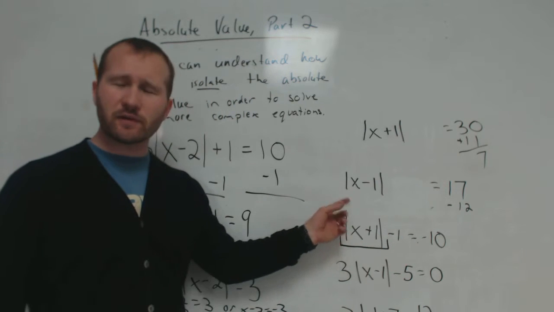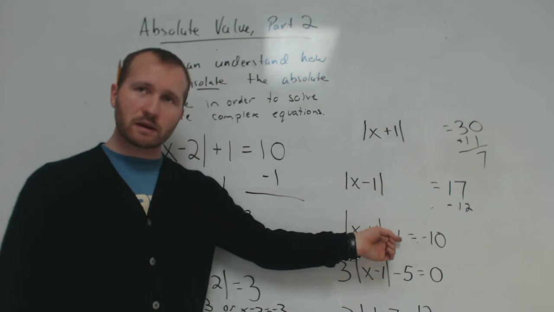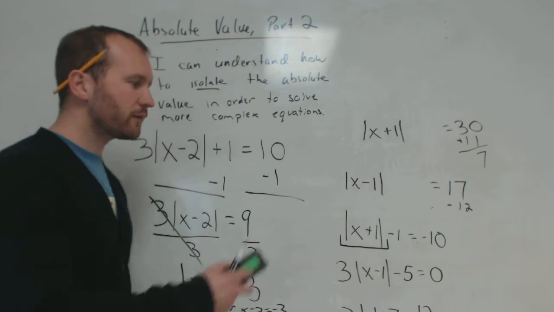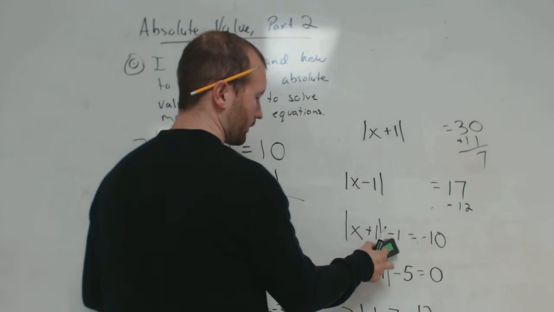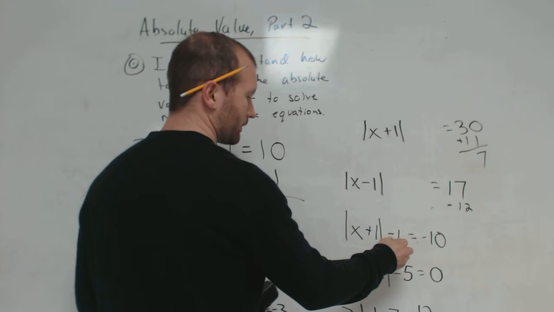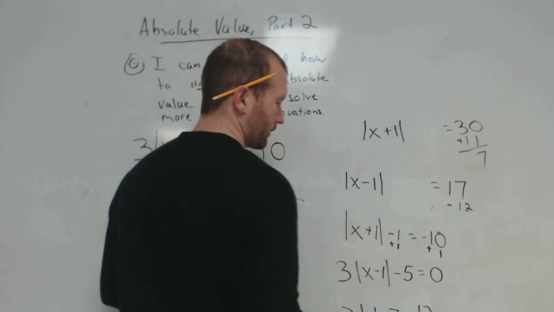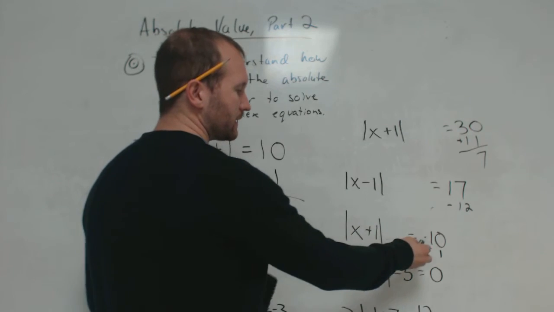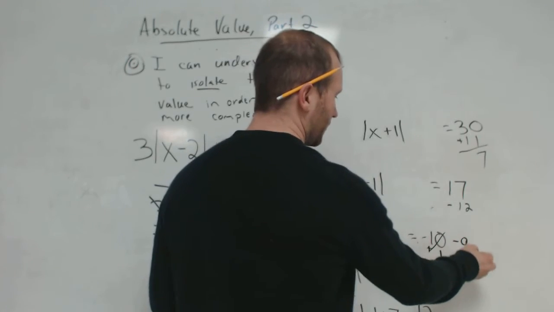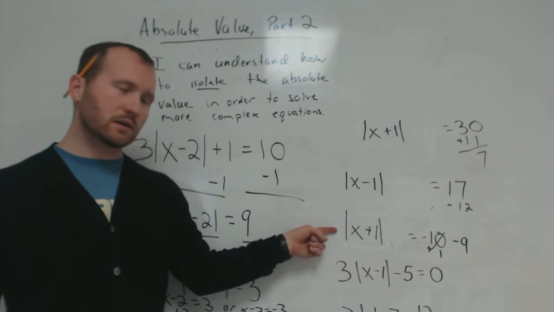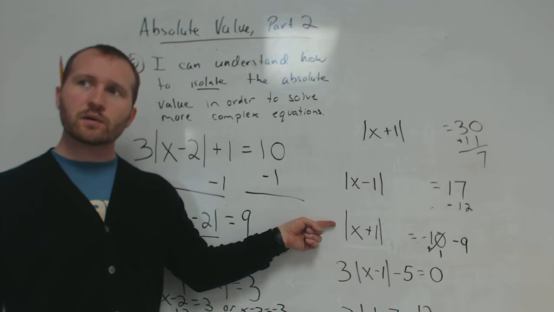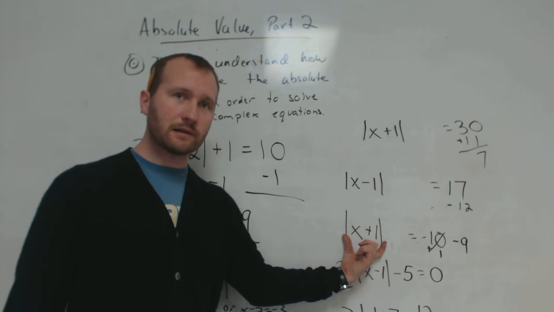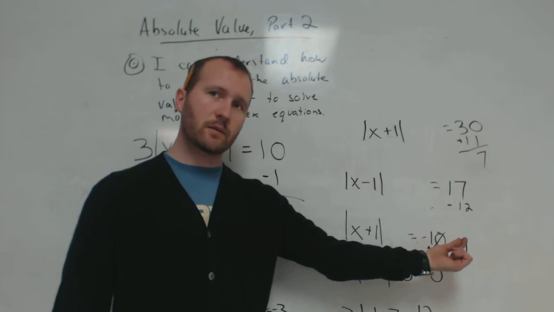Because it is possible for the absolute value of something minus something to equal a negative number. That is possible. So the first step here would be to add 1. Now I have the absolute value, and I can see that negative 10 plus 1 would be negative 9. Now I can say there's no solution. But you can only say that if you show the absolute value alone equals a negative number.